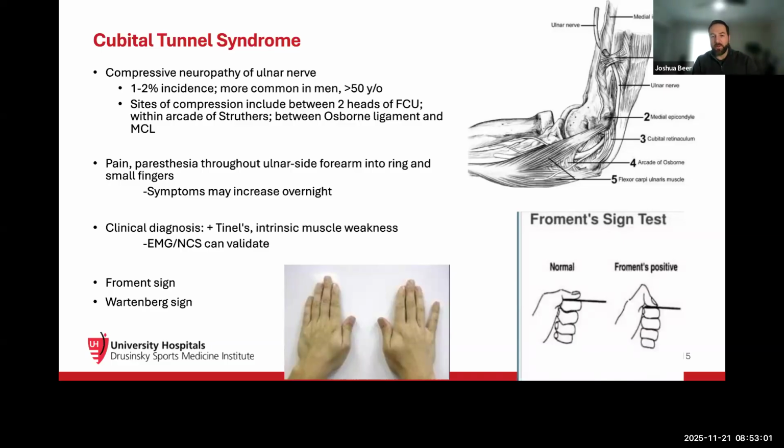You also have what's called the Wartenberg sign, where you have the patient actively abduct their fingers and then bring them back into adduction. They should all come back. But if that fifth digit remains abducted, that's also a sign that you could have a cubital tunnel impingement.